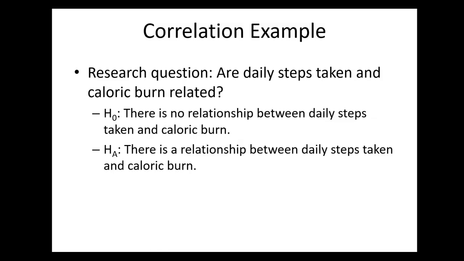And we'll use correlation. It's just looking at the relationship between two variables. So if we had a research question that was, are daily steps taken and caloric burn related? Our research hypothesis, or our alternative hypothesis, would be that there is a relationship between daily steps taken and caloric burn. If we wanted to know the null, we just flip this around and say there is no relationship between daily steps taken and caloric burn.